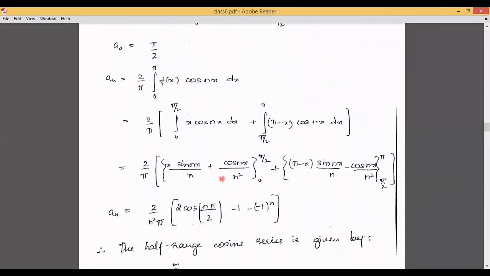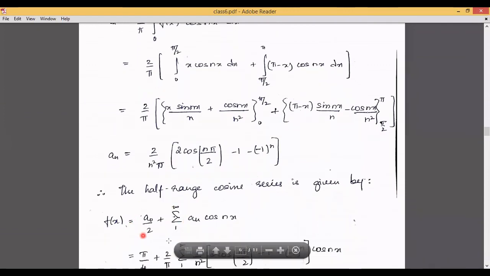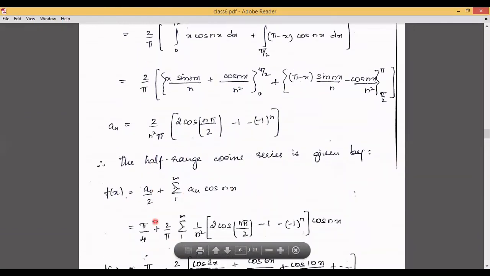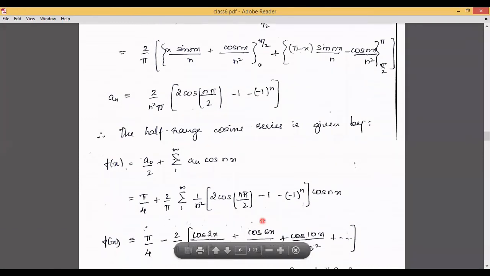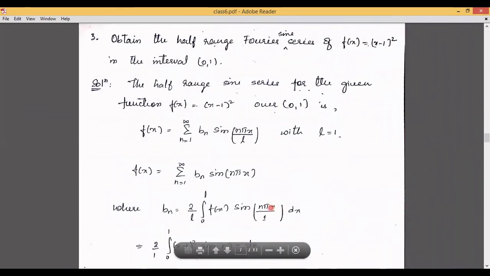The formula for an is equal to 2 by pi integral 0 to pi f of x cos nx dx. And what is f of x? You have two intervals. For 0 to pi by 2 it is x, and for pi by 2 to pi it is pi minus x. Here also you should use Bernoulli's rule of integration by parts, and after applying the upper limit and lower limit, you have this. You should use this an and a naught in the expansion of half range cosine series, then you'll get the final answer. This is all about the second problem. Let's move on to the next problem.